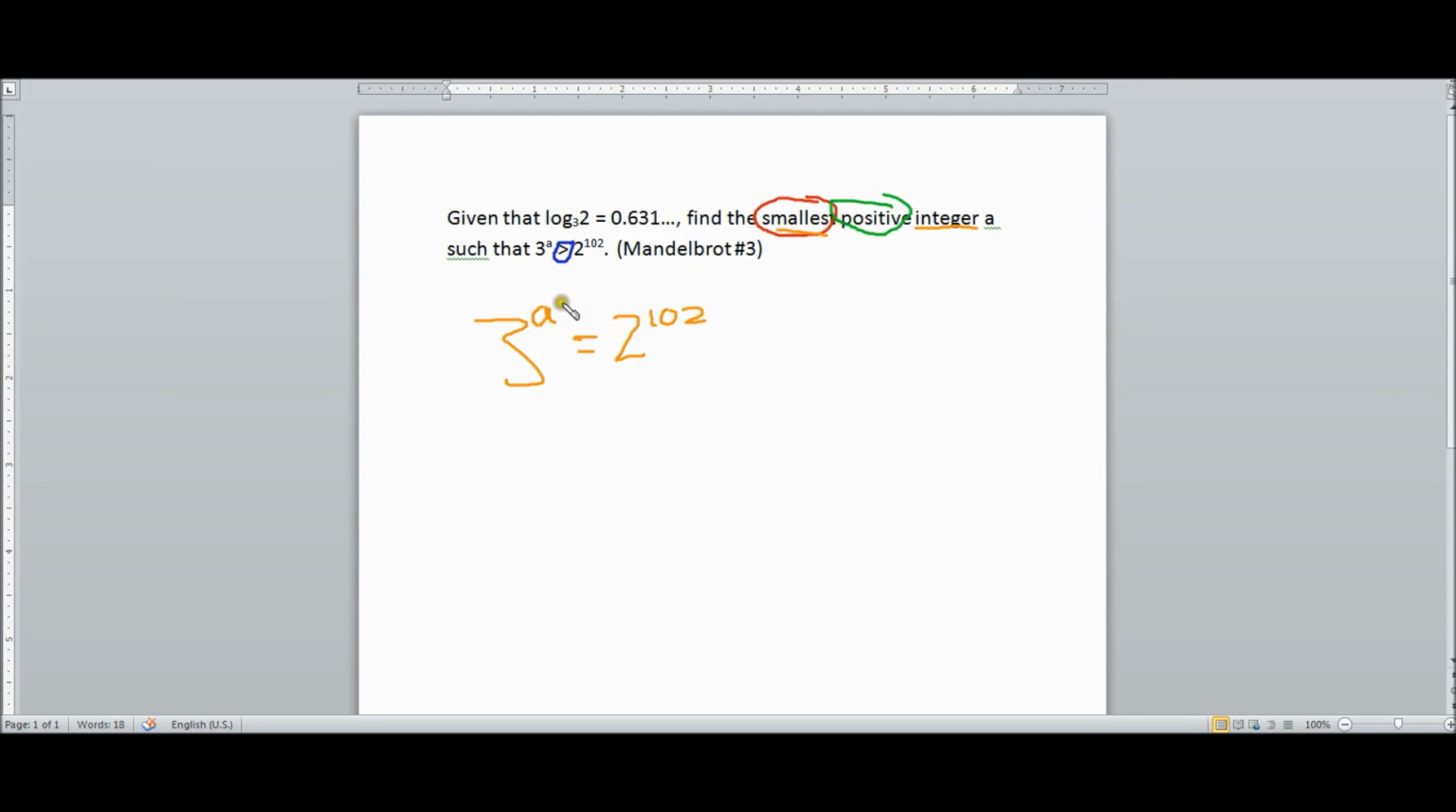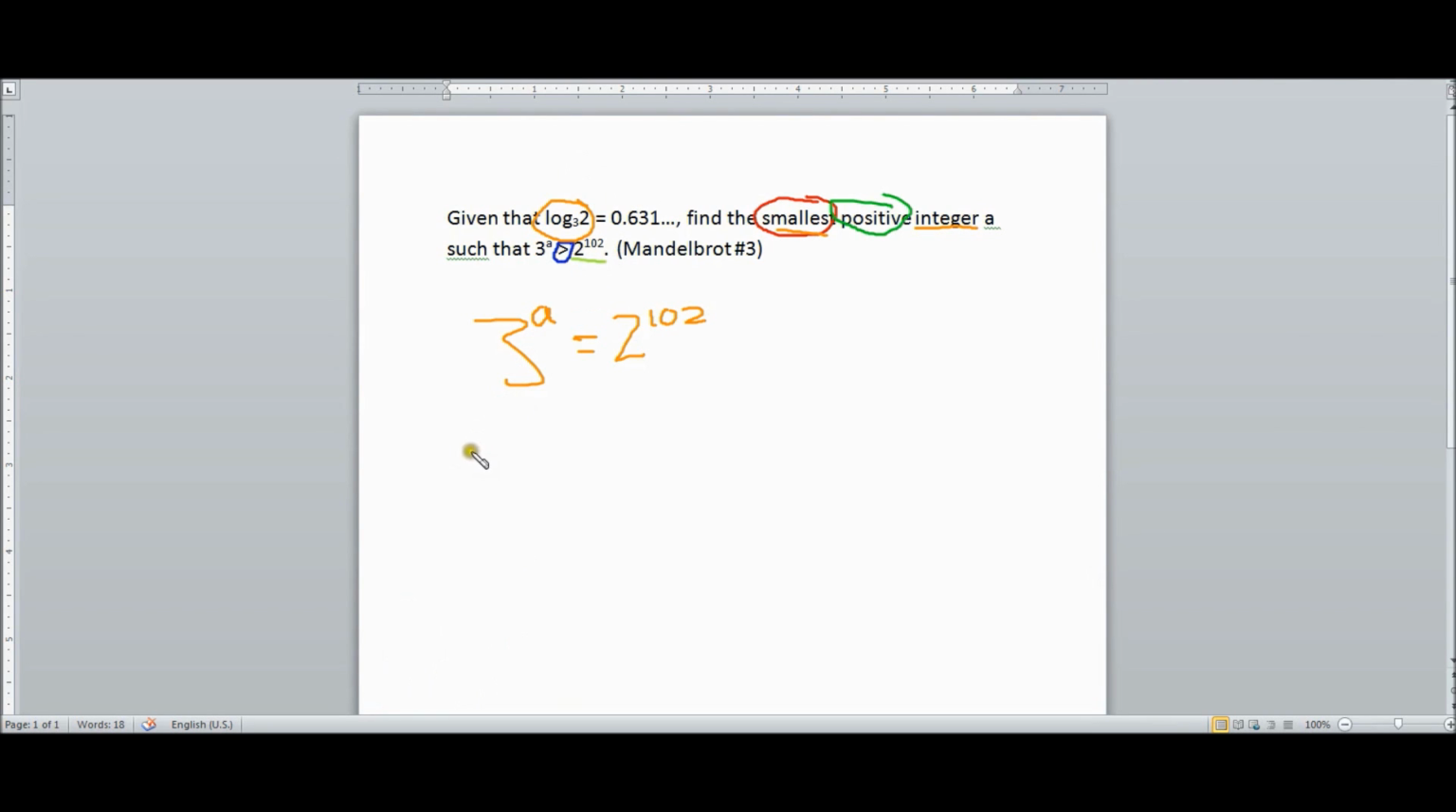Let's start the problem. Okay, so what do we see right from the get-go? We have this given. So we want to put one of these into that form. Of course, we can't put the 3^a in that form because we're doing the log of 3. So we're going to try to put this 2^102 in that form. If you have been paying attention in an Algebra 2 class, you know we can do this really easily.